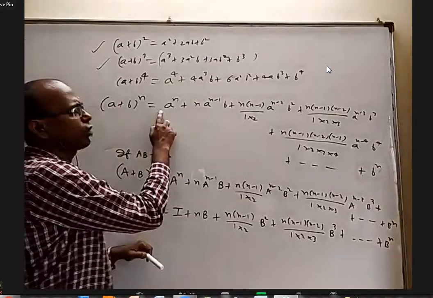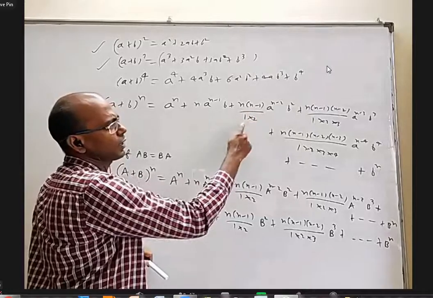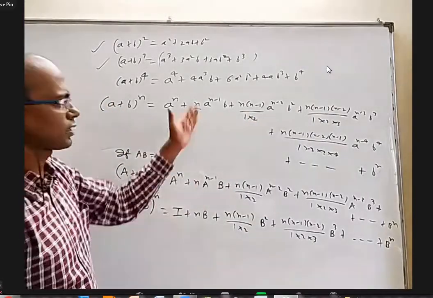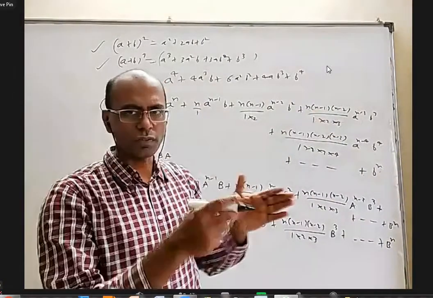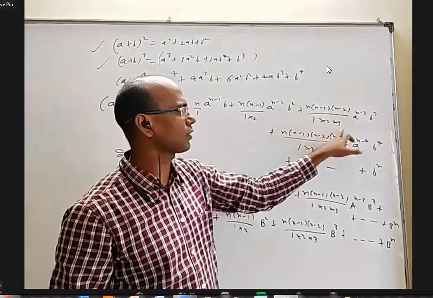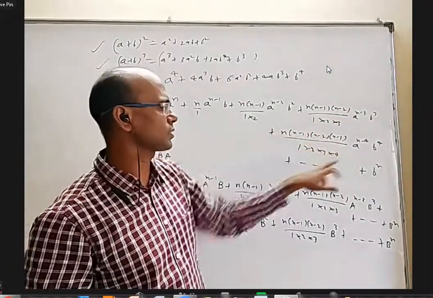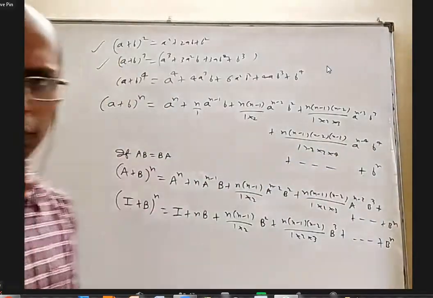Next, here 1, here n into the next smaller number, n minus 1, by the product of two natural numbers. If you want, you can write n by 1 here just for the pattern. N into n minus 1 into n minus 2. Start from n, go downwards 3 numbers, by the product of the first 3 natural numbers. Next, 4 numbers: n, n minus 1, n minus 2, n minus 3, by 1 into 2 into 3 into 4. Is it okay?